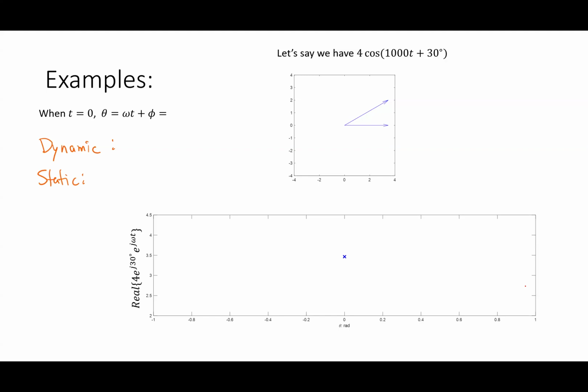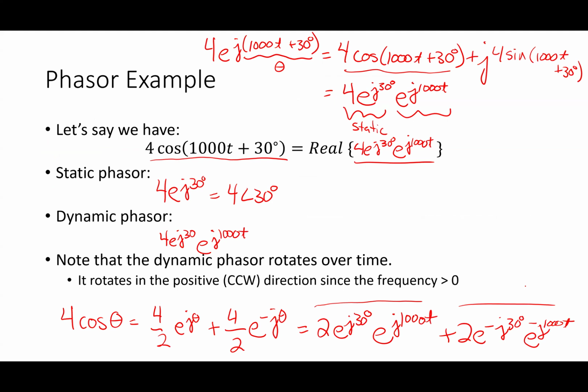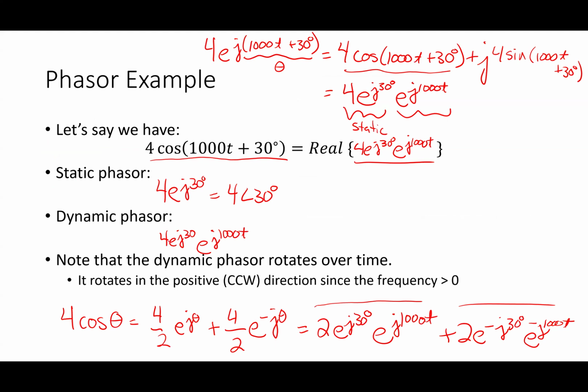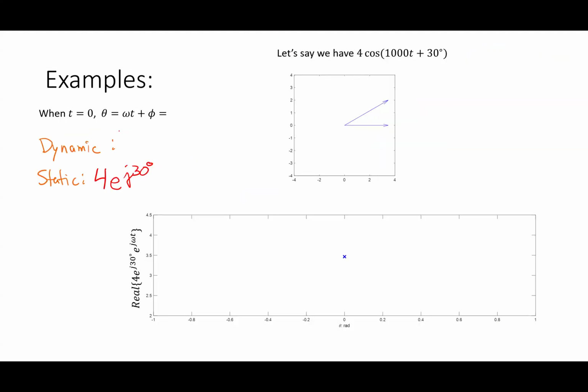Okay, so let's just remind ourselves. We said on the previous slide, 4 cosine 1000 t plus 30 degrees has associated with it a static phasor and a dynamic phasor. The static phasor is 4 e to the j 30 degrees. We just established that. The dynamic phasor we established was 4 e to the j 30, e to the j 1000 t. Again, the word dynamic versus the word static. What's the difference between dynamic and static? Dynamic does what? Changes with time. Now, in this particular case, I'm saying at t equal to 0.